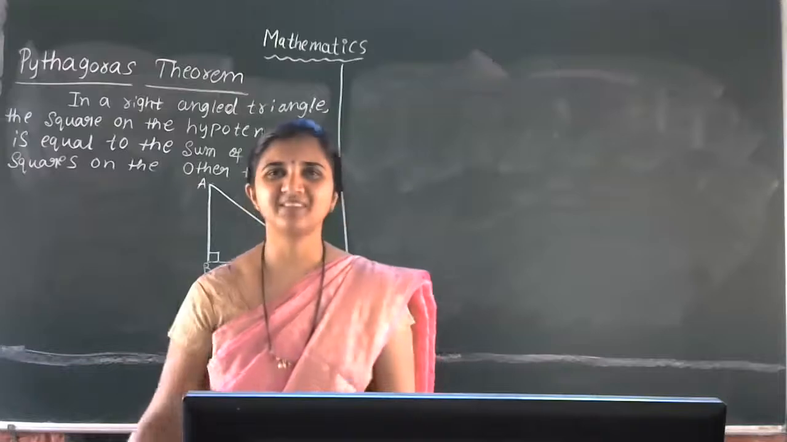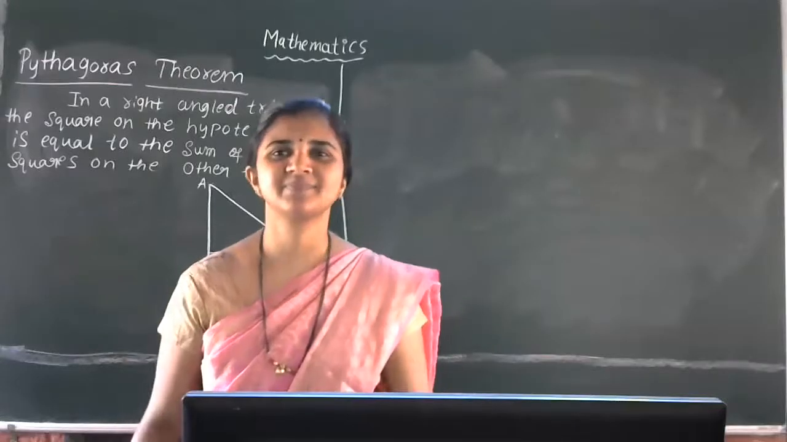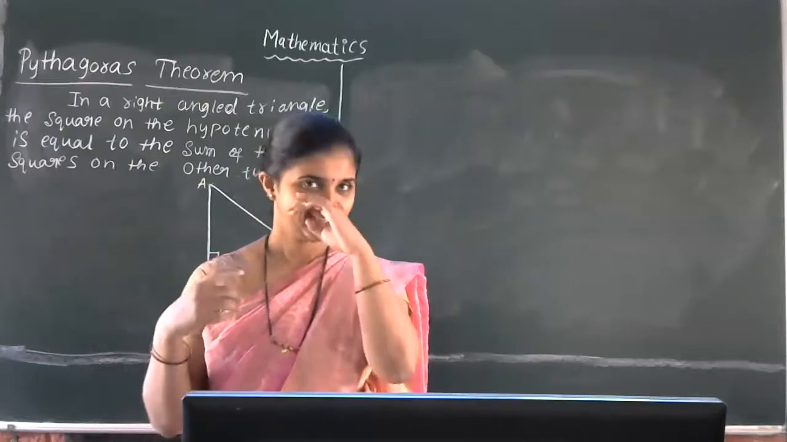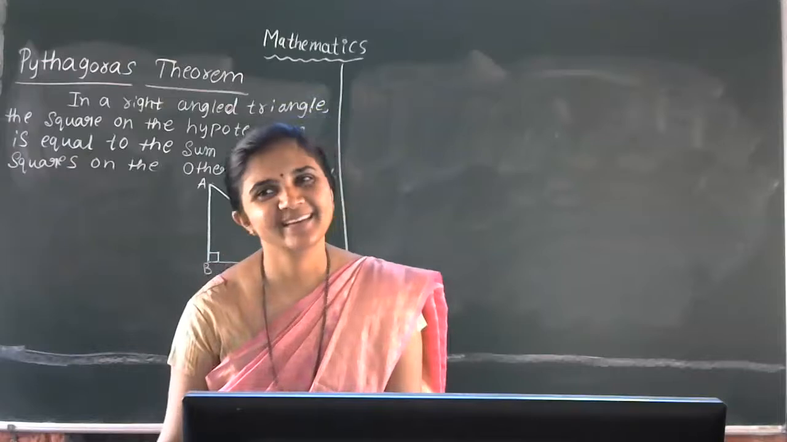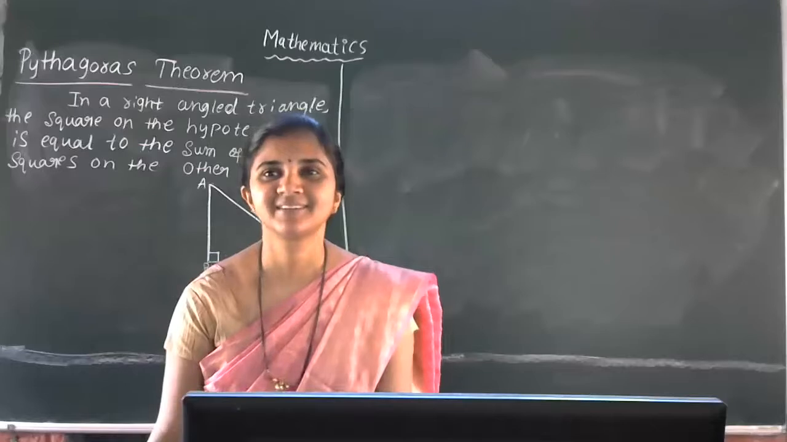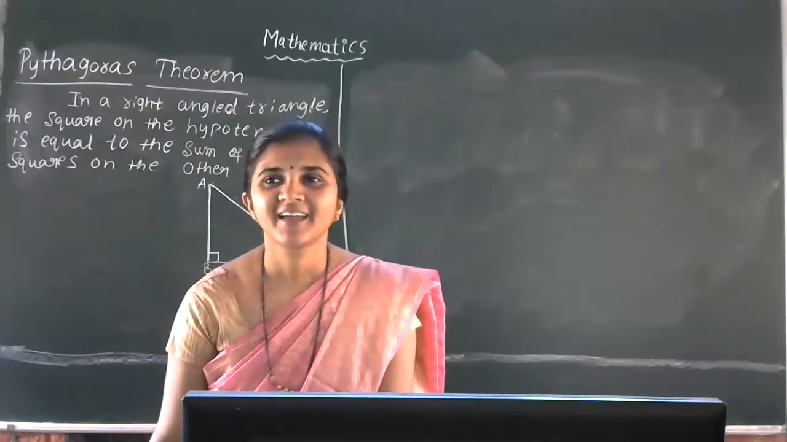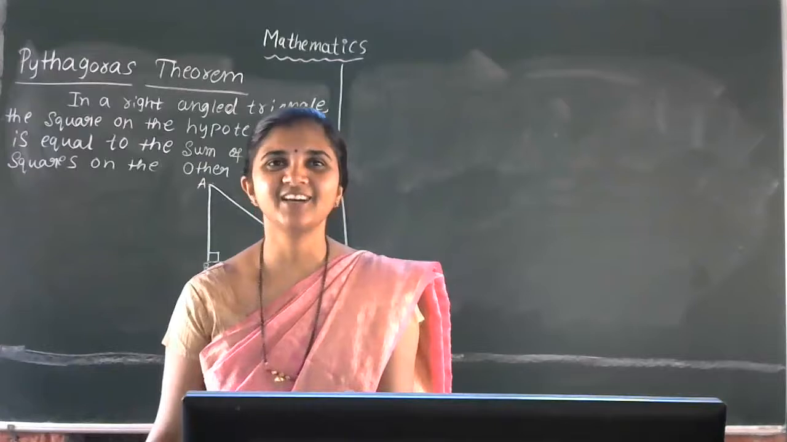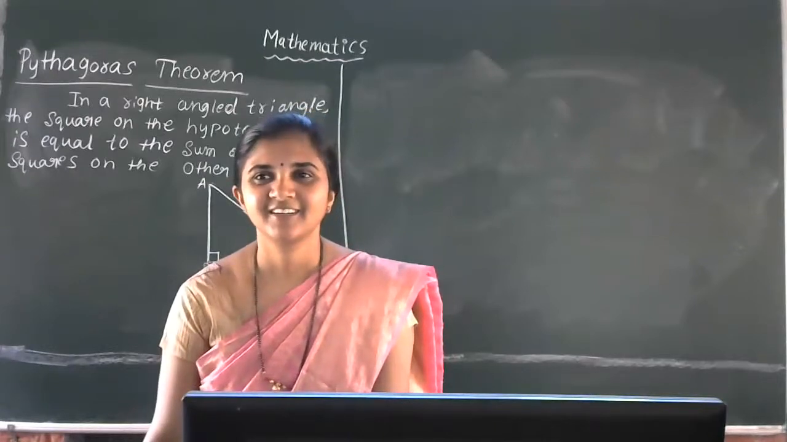After the data, next step: to prove. What we have to prove here? Very simple, you all know these steps. The square on the hypotenuse, that is AC square, is equal to the sum of the squares of the other two sides, that is AB square plus BC square. So this is the to prove part. Data is clear: in a triangle ABC, angle B is equal to 90 degree. To prove: AC square is equal to AB square plus BC square.